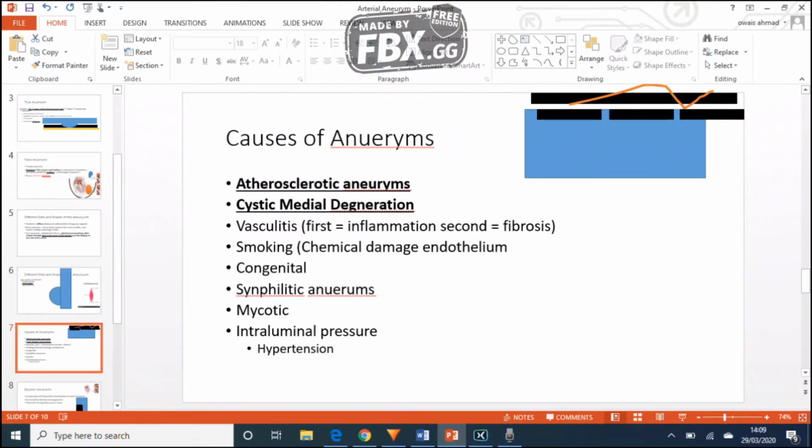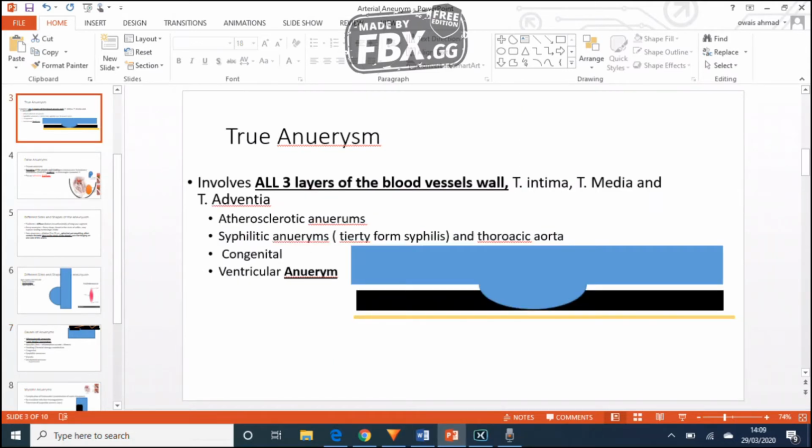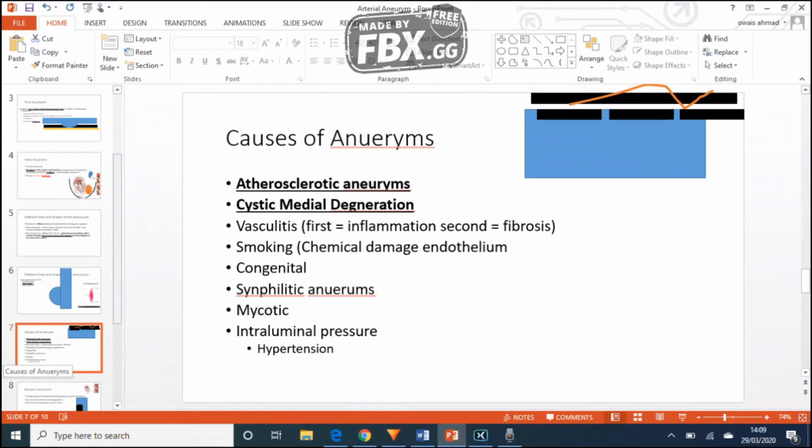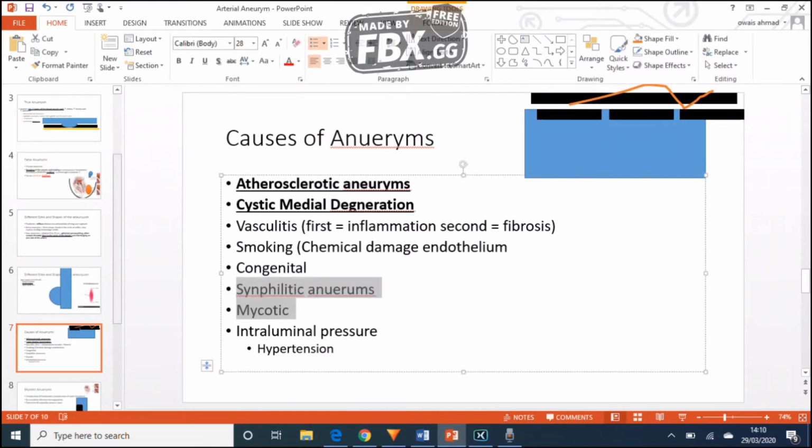Causes of aneurysm, there are mainly 6 main causes. So of course, the main 2 are going to be cystic medial degeneration, which I'll talk about later, and atherosclerosis and aneurysm, which I talked about previously in this slide over here. Kind of explained over here. And then obviously there can be infections, so mycotic or syphilitic. And have I mentioned? Yes, I mentioned both infections. And then there can be congenital, so you're kind of born with it. Smoking can also be there because the chemicals damage the endothelium.